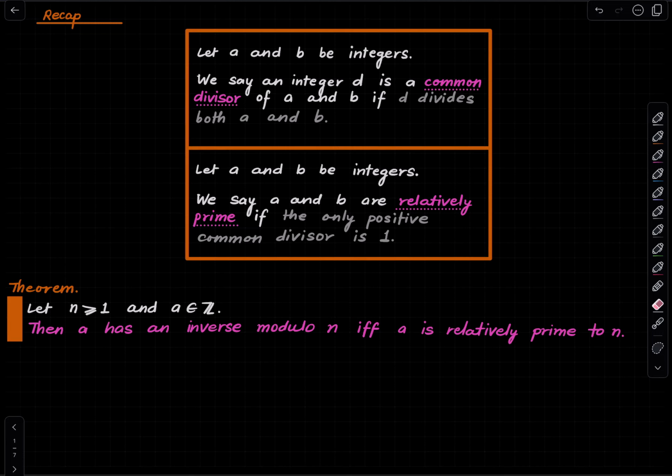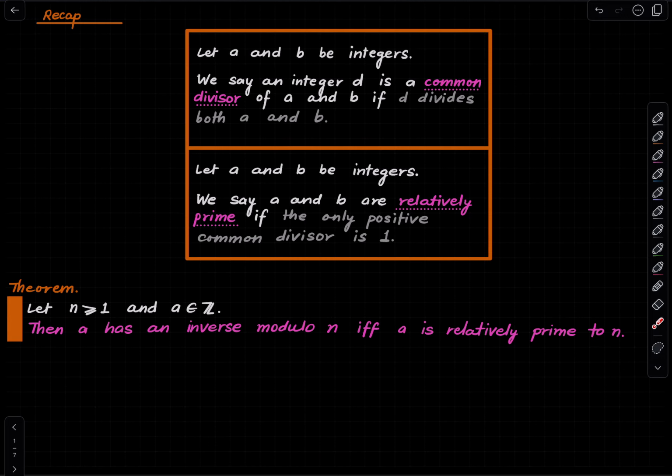We discussed what is the meaning of a common divisor between two integers. So if a and b are integers, a common divisor of a and b is just any integer, non-zero of course, that divides both a and b. So that's very simple. And we say that two integers a and b, not both 0, are called relatively prime if the only positive common divisor between them is 1.